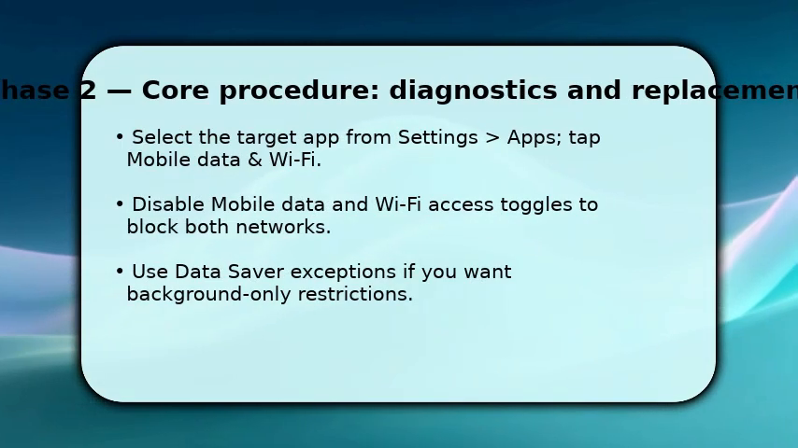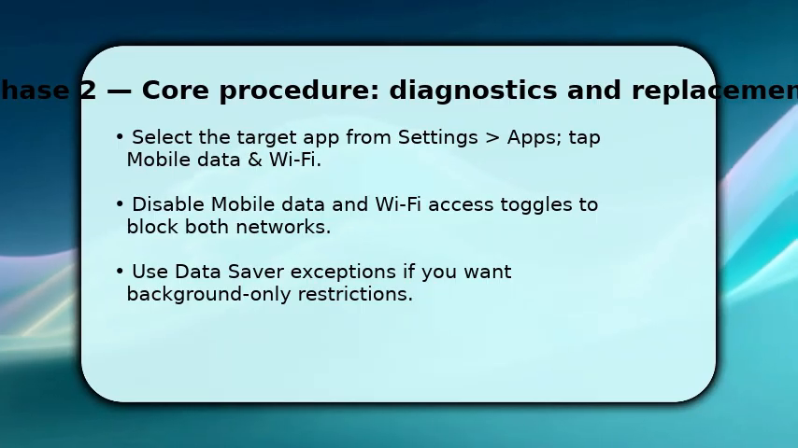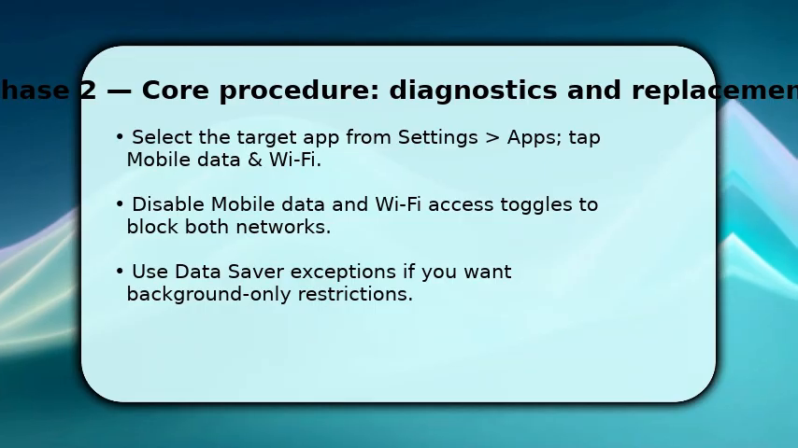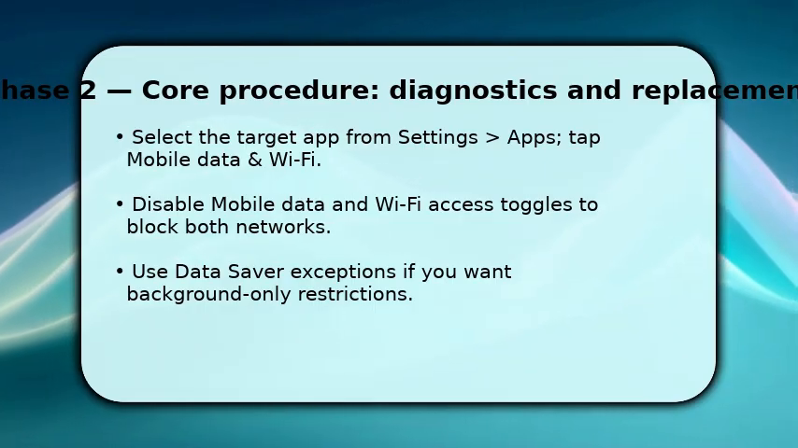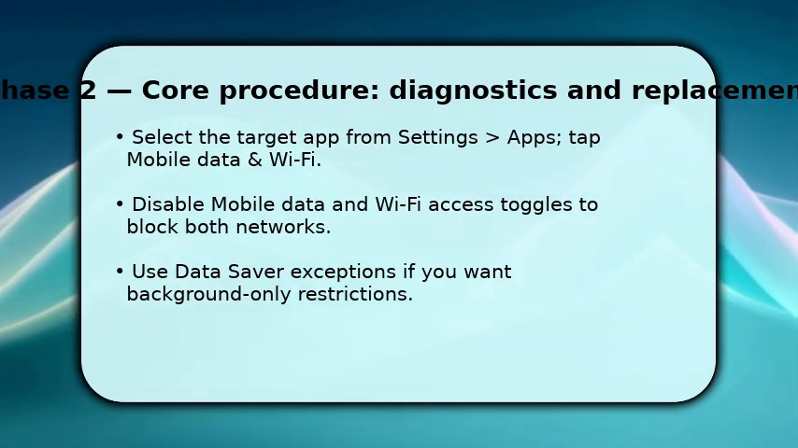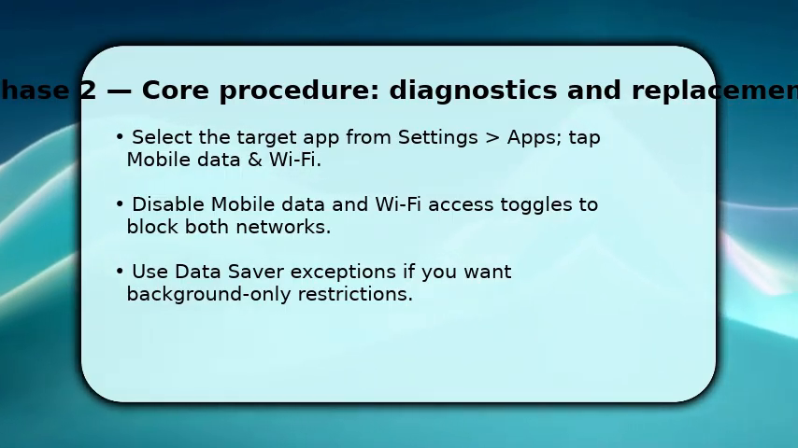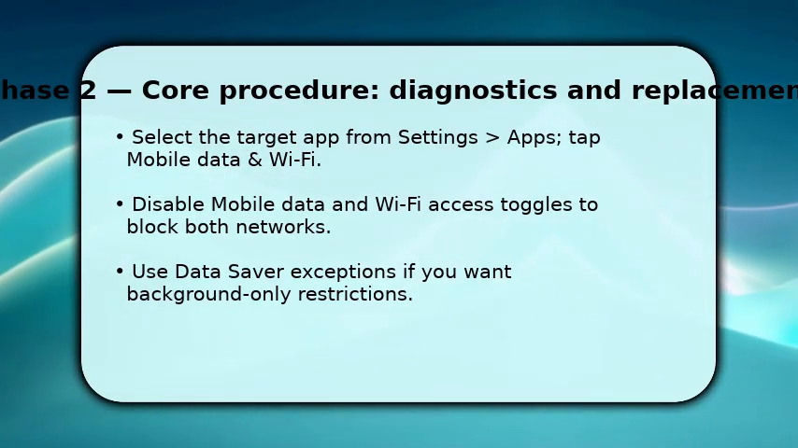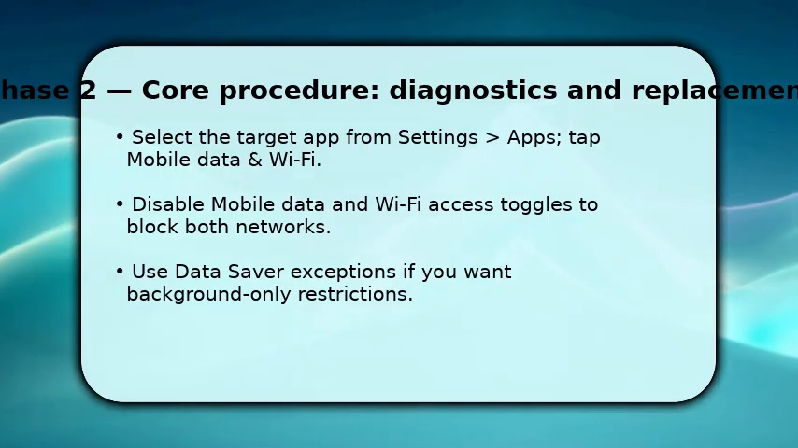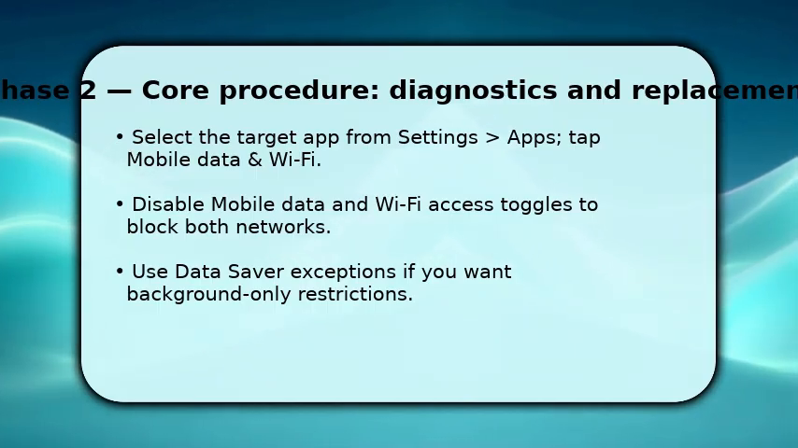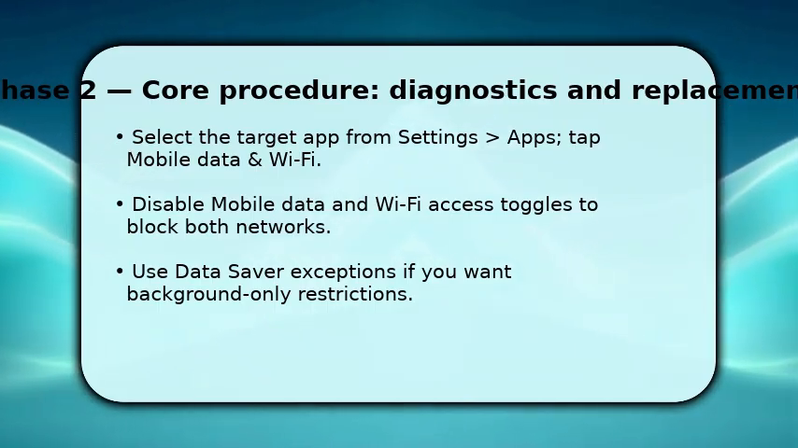Once you've opened the app page, tap Mobile Data and Wi-Fi to see network controls. Turn off both mobile data and Wi-Fi toggles to block all internet access for that app. This stops foreground and background traffic. If you prefer partial blocking, use Data Saver and remove the app from allowed exceptions. That blocks background data, but keeps foreground functions when you actively use the app. Make sure changes are saved automatically. Samsung applies these toggles instantly.